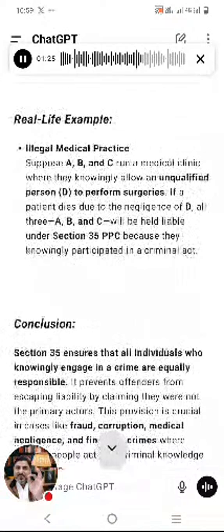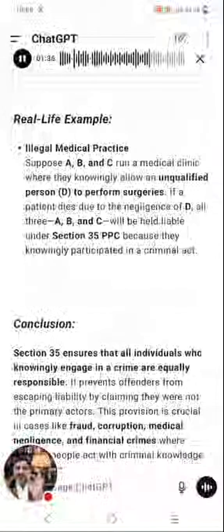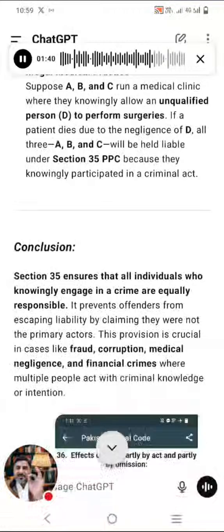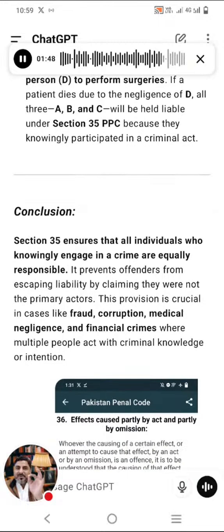Real-life example. Illegal medical practice. Suppose A, B, and C run a medical clinic where they knowingly allow an unqualified person, D, to perform surgeries. If a patient dies due to the negligence of D, all three, A, B, and C, will be held liable under Section 35 PPC because they knowingly participated in a criminal act.